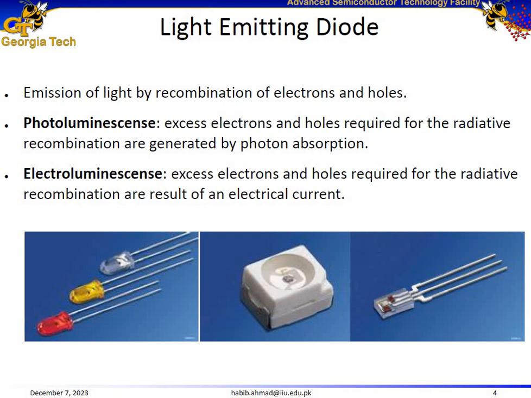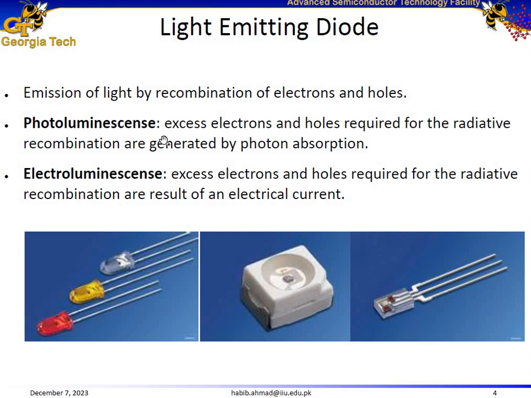A light emitting diode is a semiconductor device in which we see the emission of light because of a recombination of electrons and holes. Now, this could occur because of two phenomena. It could occur because of photoluminescence, or it could occur because of electroluminescence.